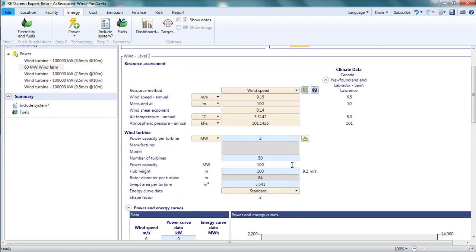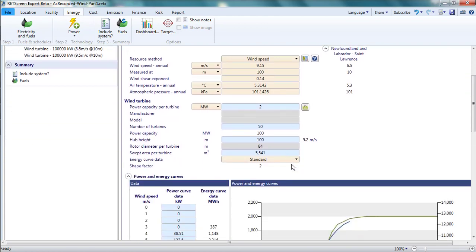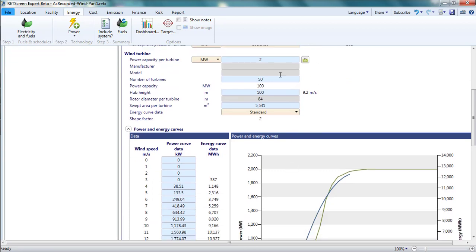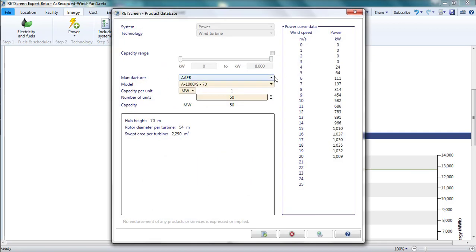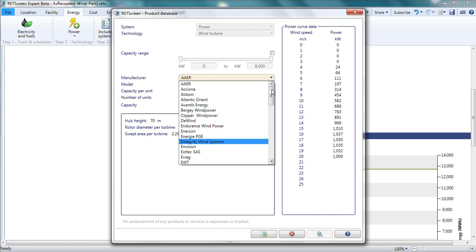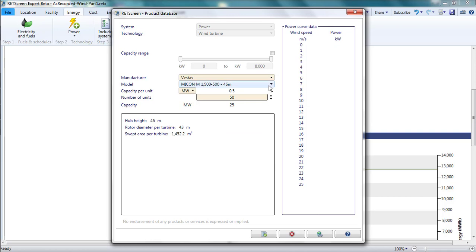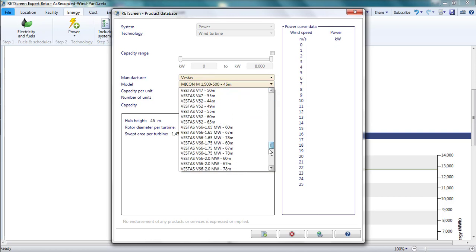Turbine parameters are given in the next part of the energy page. The virtual energy analyzer has used a generic 2 megawatt turbine. I'm going to go to the product database and select a Vestas V90 3 megawatt turbine on a 90 meter tower. I've chosen this turbine to illustrate a point about rotor and tower sizes that I'll make in part 4 of this video. I'm not making any endorsements here.